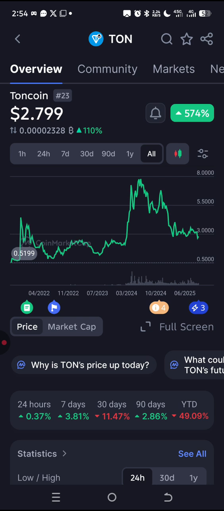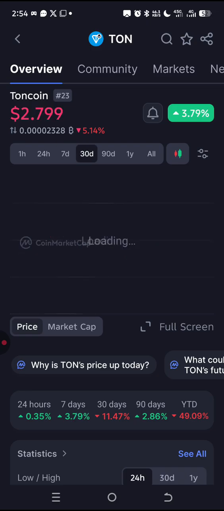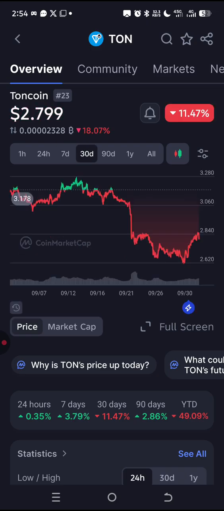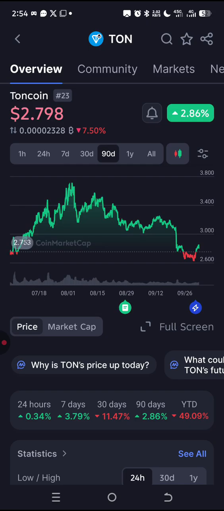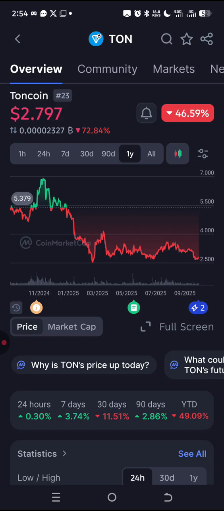How has it performed in the last 7 days? How has it performed in the last 30 days? You can see me tapping. You can see the last 30 days, it has been terrible. All right. How has it performed in the last 90 days? You can see that the market went down. How has it performed the last 1 year? It's down. All right. So you want to be sure, does it have a community?